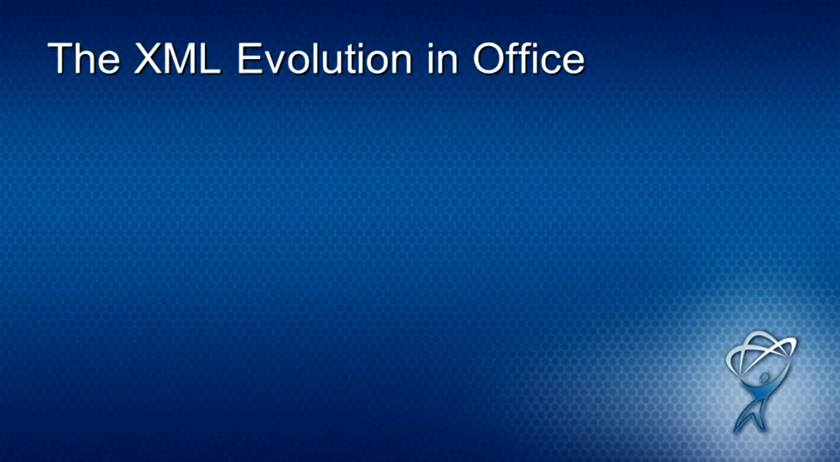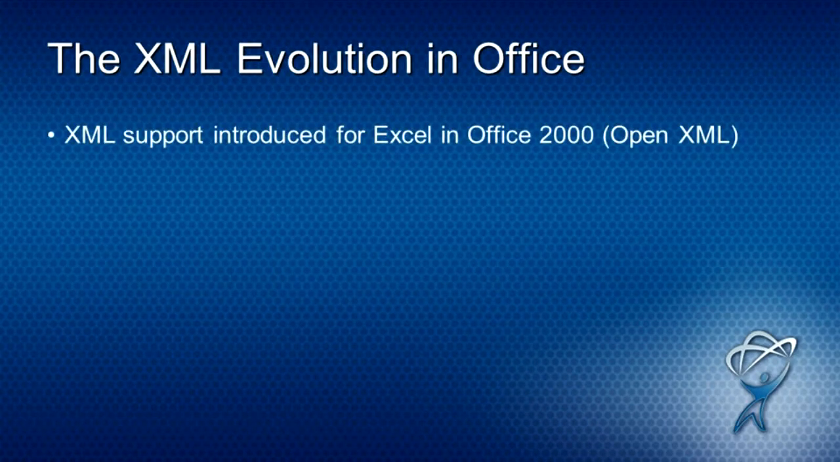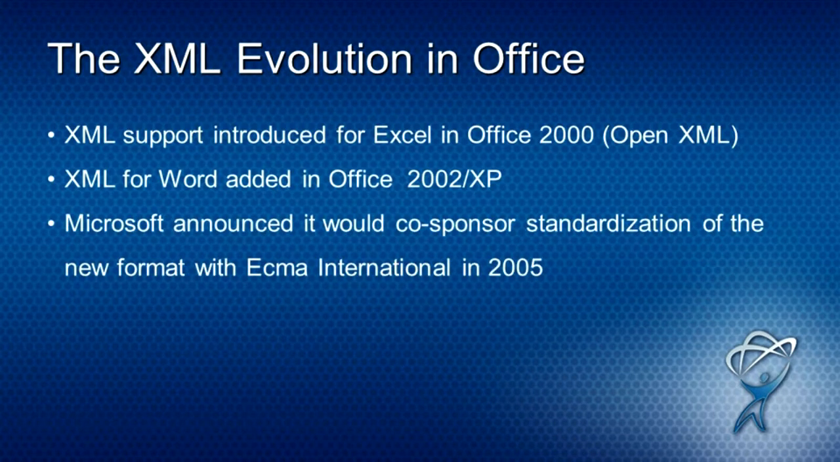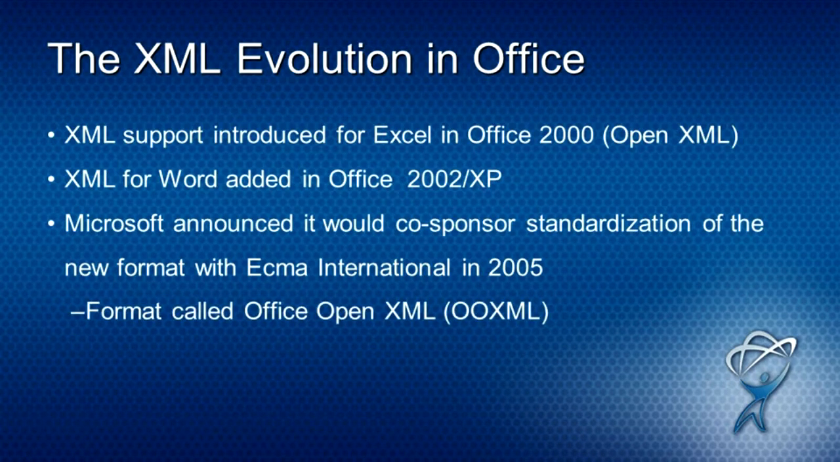So how did XML evolve as far as Microsoft Office is concerned? Well, XML support was first introduced in Excel in Office 2000. It was known as Open XML. XML for Word was added in Office 2002 or Office XP. Microsoft announced it was going to co-sponsor standardization of the new format with ECMA International in 2005. And that standardized format is called Office Open XML, sometimes abbreviated as OOXML.